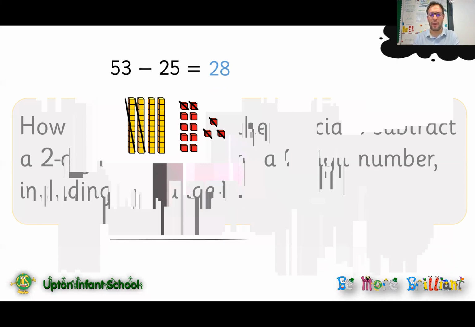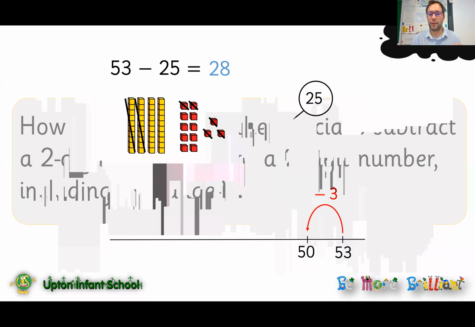Let's just have a little think about what we've been doing there, and we're going to look at it on a number line. So there's our 53. We've started with 53, and the first thing we did, well, do you remember we had 3 1s that we could take away? So let's see what that looks like. Take away 3. So there's my 25, and taking away 3, I've landed on 50. So already I've taken that chunk of 3 out of 25.